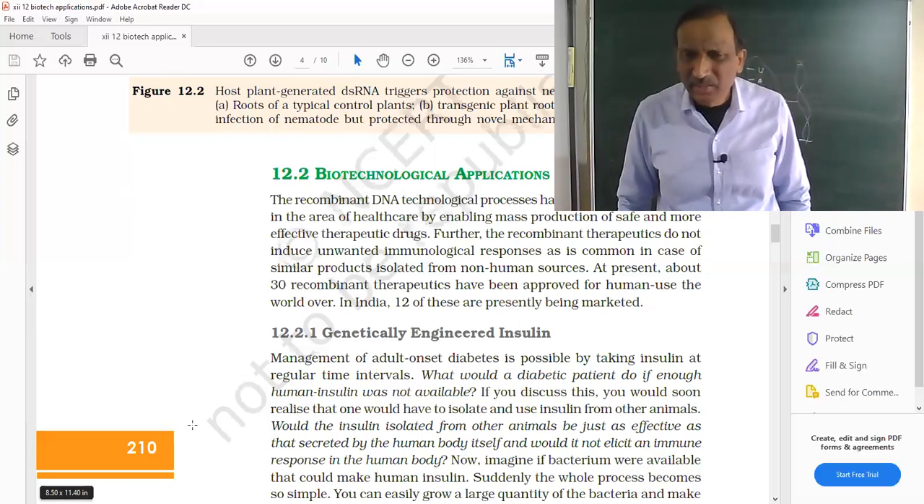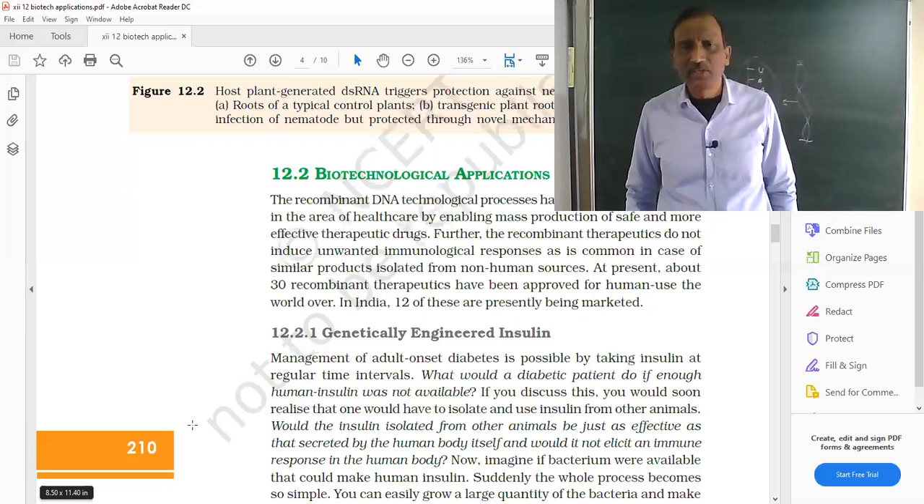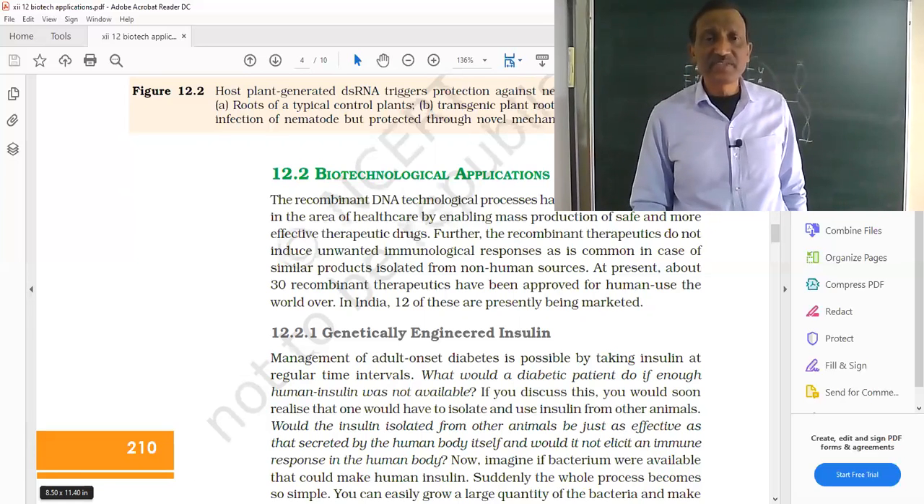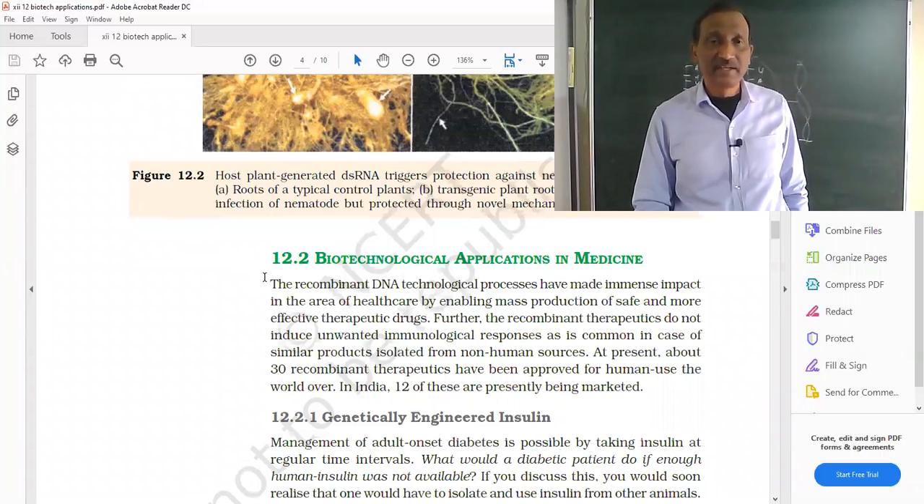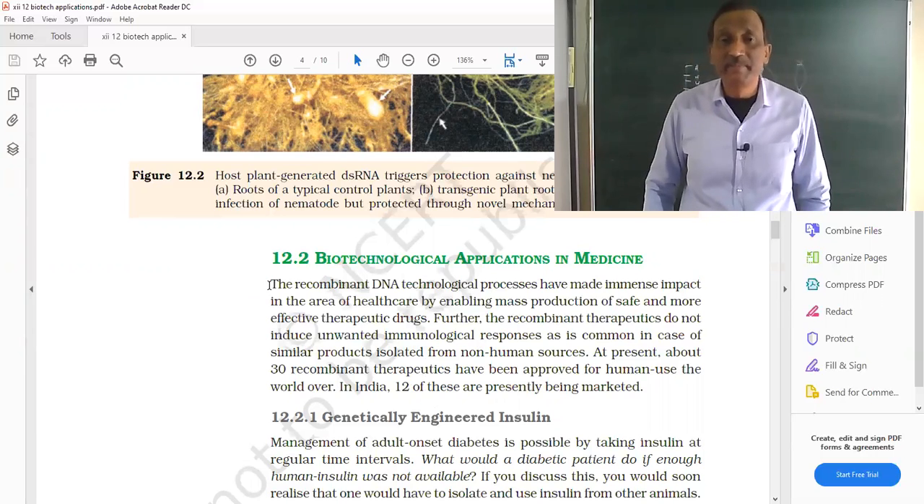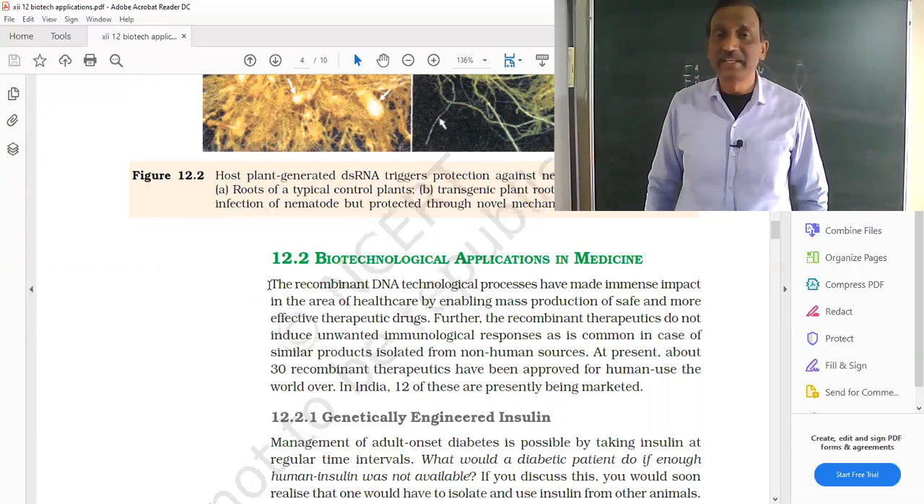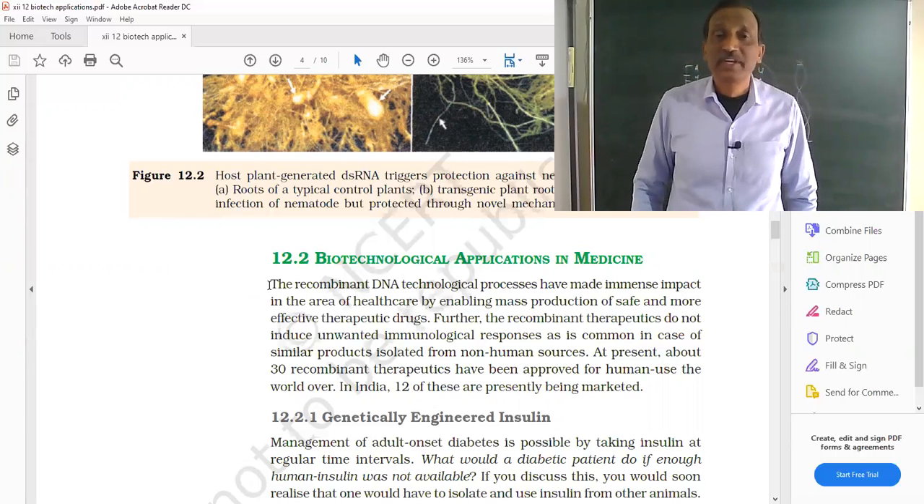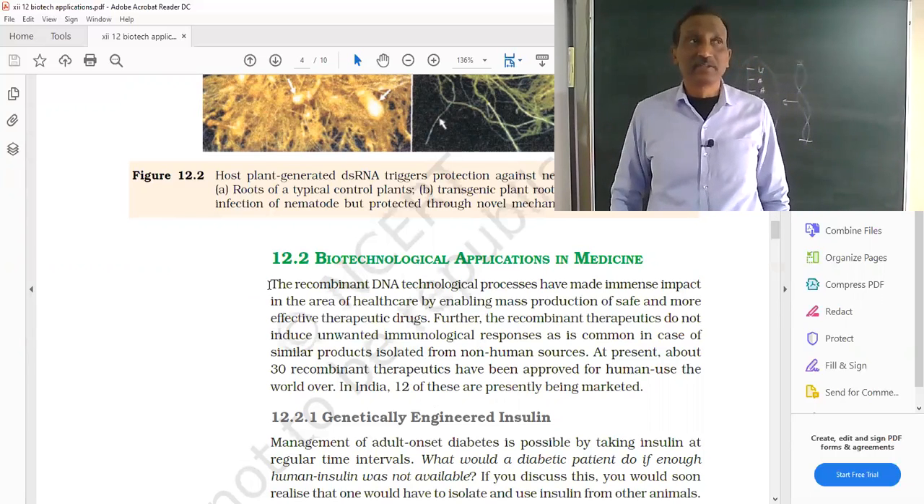Now I don't think there is enough time to start a new topic, but I'll just give you an idea. First we'll study genetically engineered insulin, or rather I'll just read this. The recombinant DNA technology processes have made immense impact on the areas of healthcare by enabling mass production of safe and more effective therapeutic drugs.